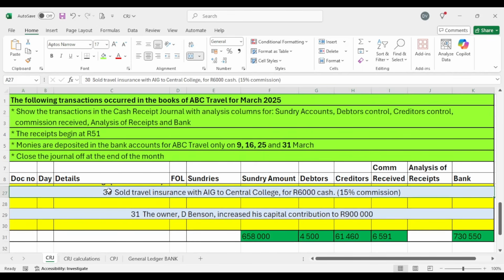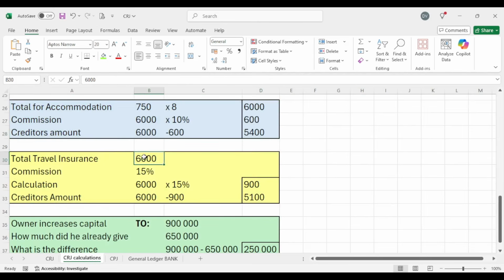On the 30th, we sold travel insurance with AIG, also to Central College, for 6,000 Rand cash, and it includes 15% commission. So what does this look like? I'm taking my 6,000 Rand, working out the 15% commission, which is 900 Rand. To get my creditor's amount, I take the full value minus the commission, gives me 5,100 Rand, which I have to pay to the creditor.